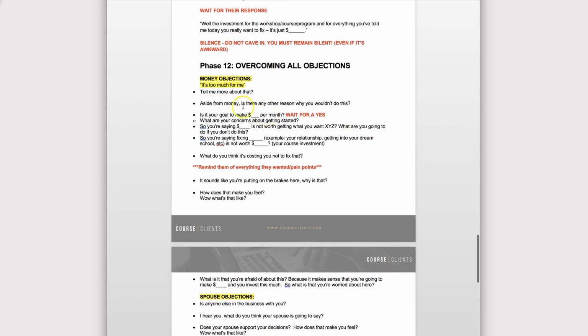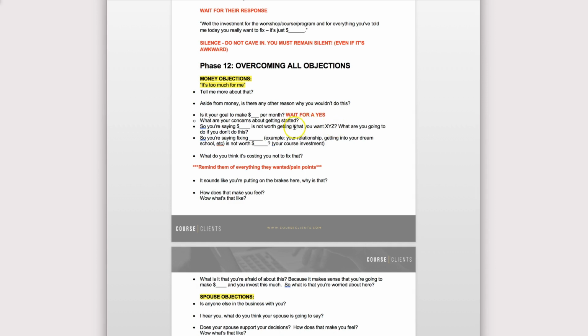Say them getting into your program will help them make more money, whatever their type of business is. Well, isn't your goal to make 10K per month? Yeah. So what are your concerns about getting started? Well, I don't know. It's just that's a lot of money up front. So you're saying 5K is not worth getting what you want out of life, getting inner peace, whatever. So you're essentially framing it with them that this paltry amount of money is not worth getting what they really want. So you're saying 5K is not worth getting over this breakup?